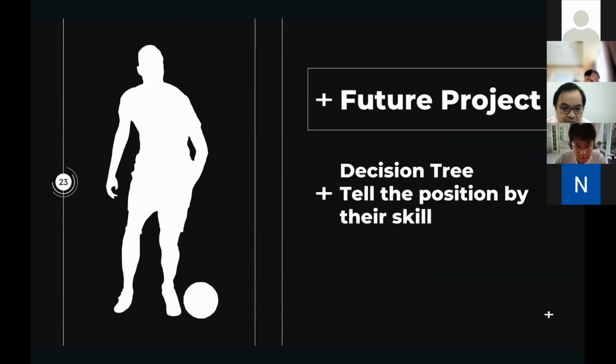And for my future project, what I want to do is use a decision tree to tell the position of the player by their skills and their statistics. I have seen some people on the internet use a decision tree to tell that if a player is good at dribbling, they should be a midfielder or a forward player.